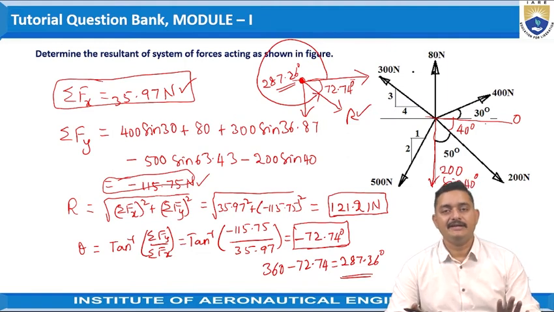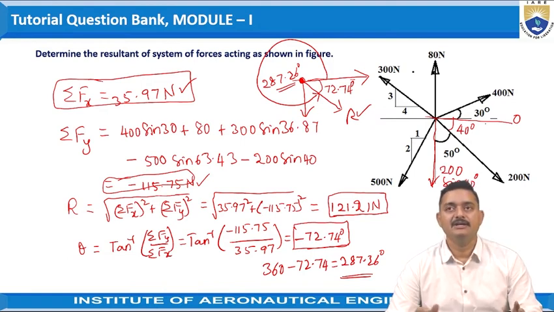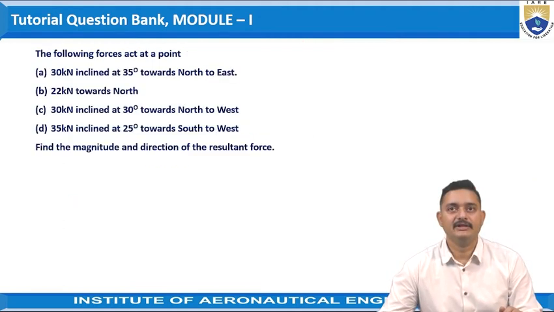Right? So at the end, you can write the solution as: the resultant of the given system of forces is 121.21 newtons acting at an inclination of 72.74 degrees down the horizontal, or else 287.26 degrees from the 0th position. In this way, you can give the solution. Now let us go to the next problem.